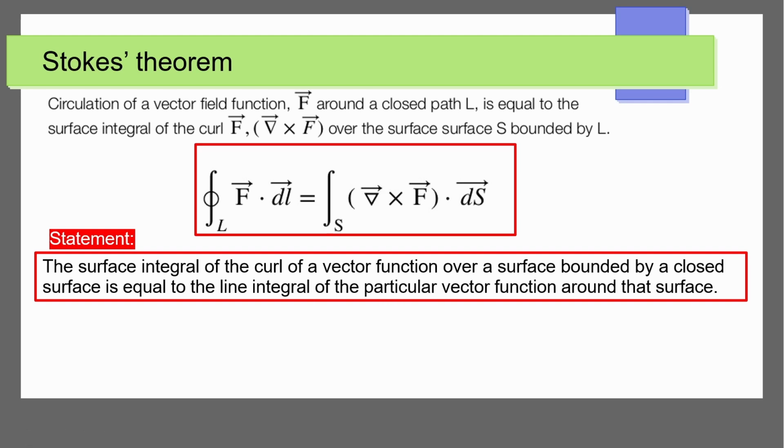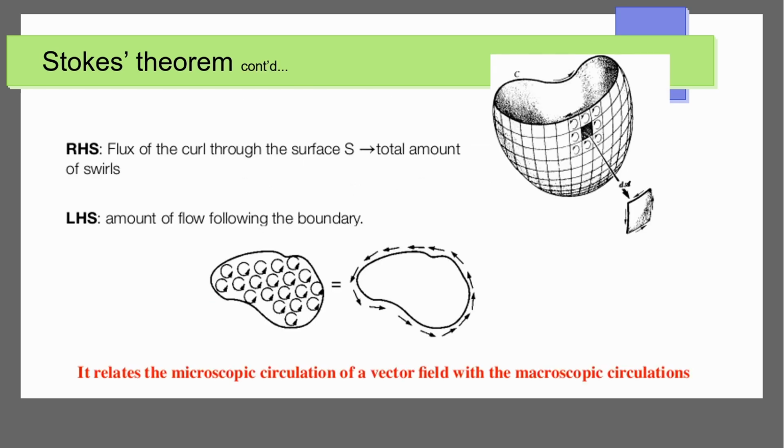This tells us that the total rotation of the field around the loop equals the twisting of the field over the surface. So in simpler terms, Gauss's theorem converts a surface integral into a volume integral using divergence, and Stokes' theorem converts a line integral into a surface integral using curl. Both these theorems are quite important to calculus and bridge the gap between local properties like divergence and curl and global properties like flux and circulation.